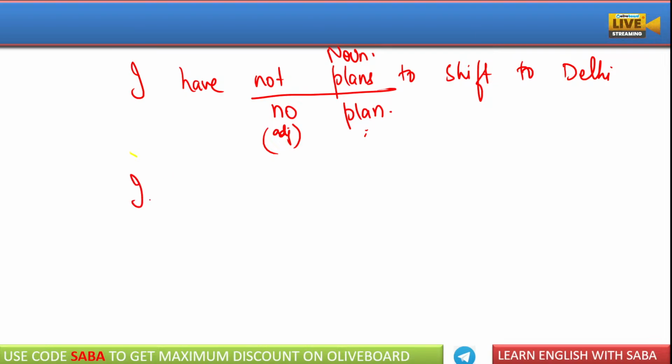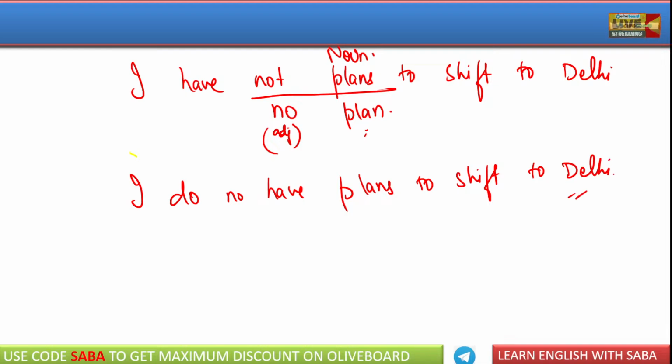Okay. If I say I do no have plans to shift to Delhi, ये तो open spoken में गलत लग जाएगा. ठीक है, जो भी हो. Simple. So now you know do have, it is what, a verb. In between a verb you cannot use an adjective, you can use only an adverb. So logic, everything has logic.